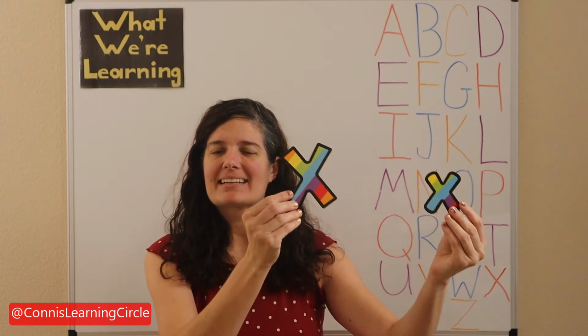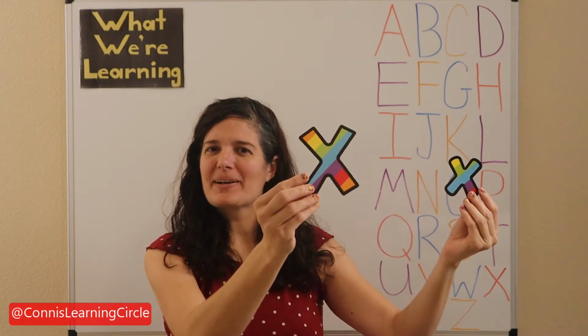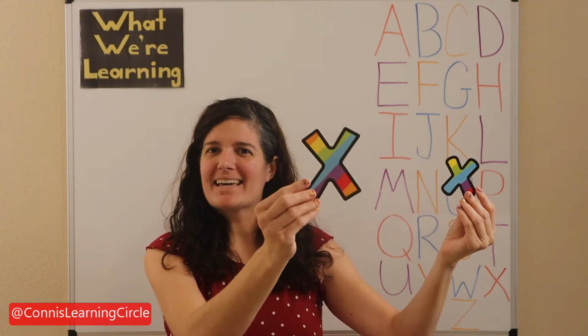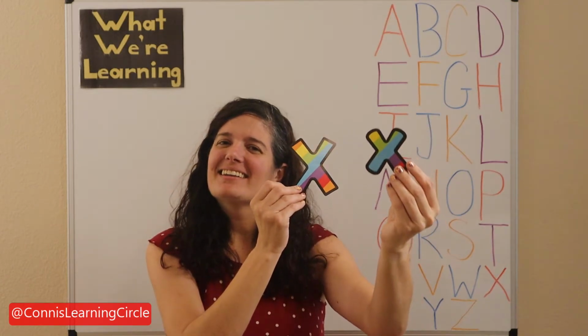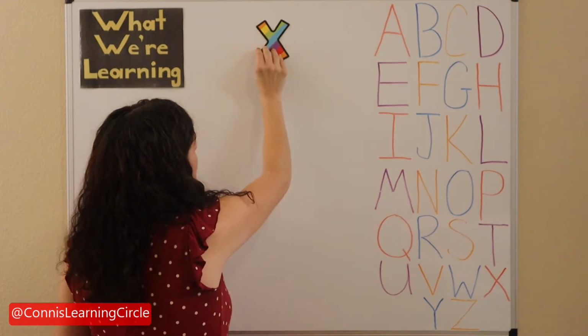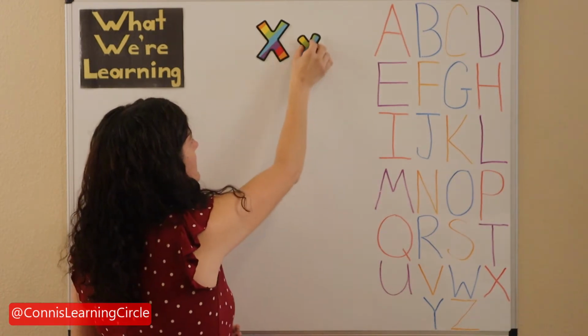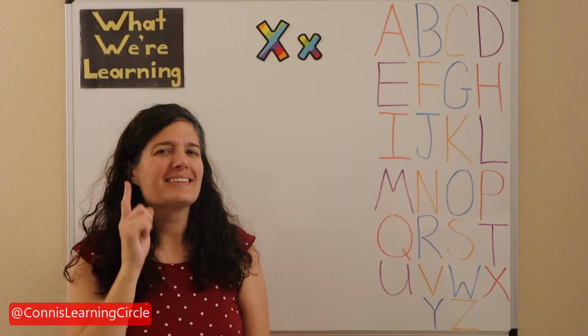The letter X. This is our uppercase letter X, our big letter X. And this is our lowercase letter X, our little letter X. Let's put them on our board right here so we can focus on them a little bit more and learn more about them.